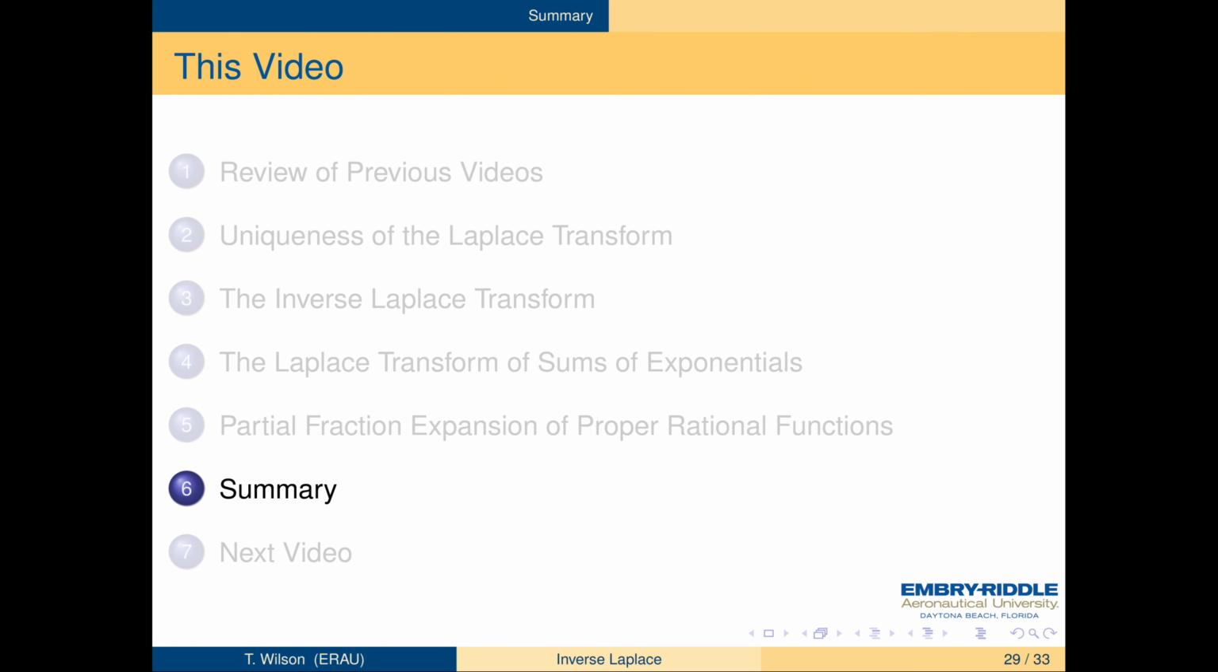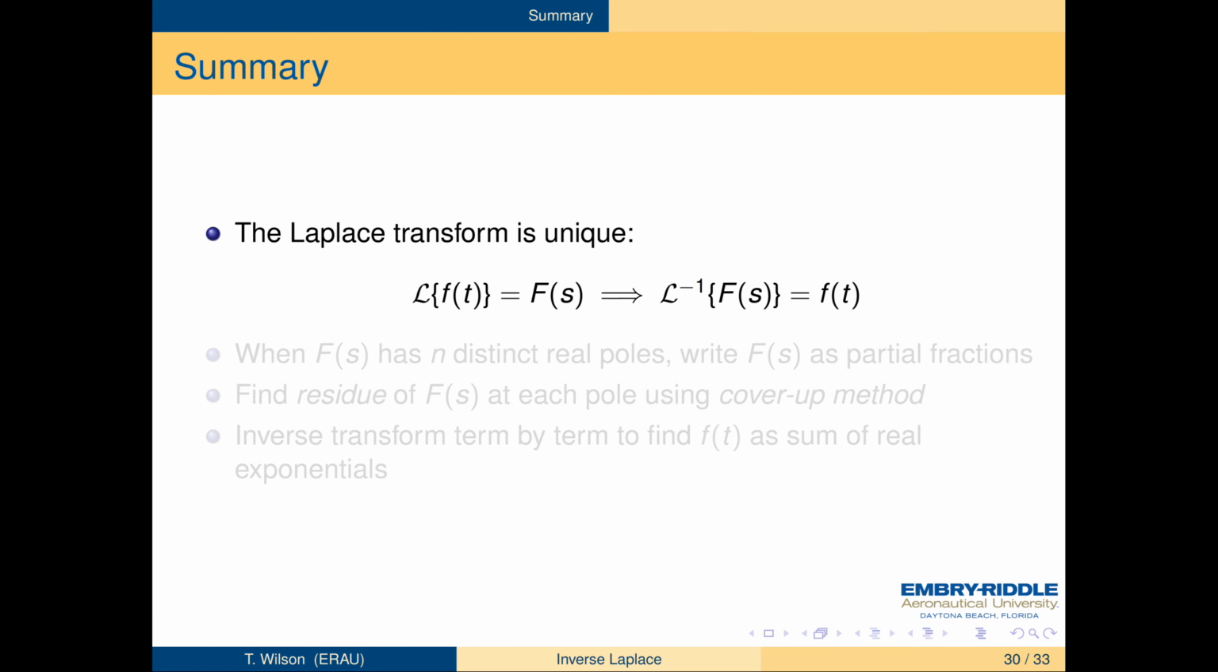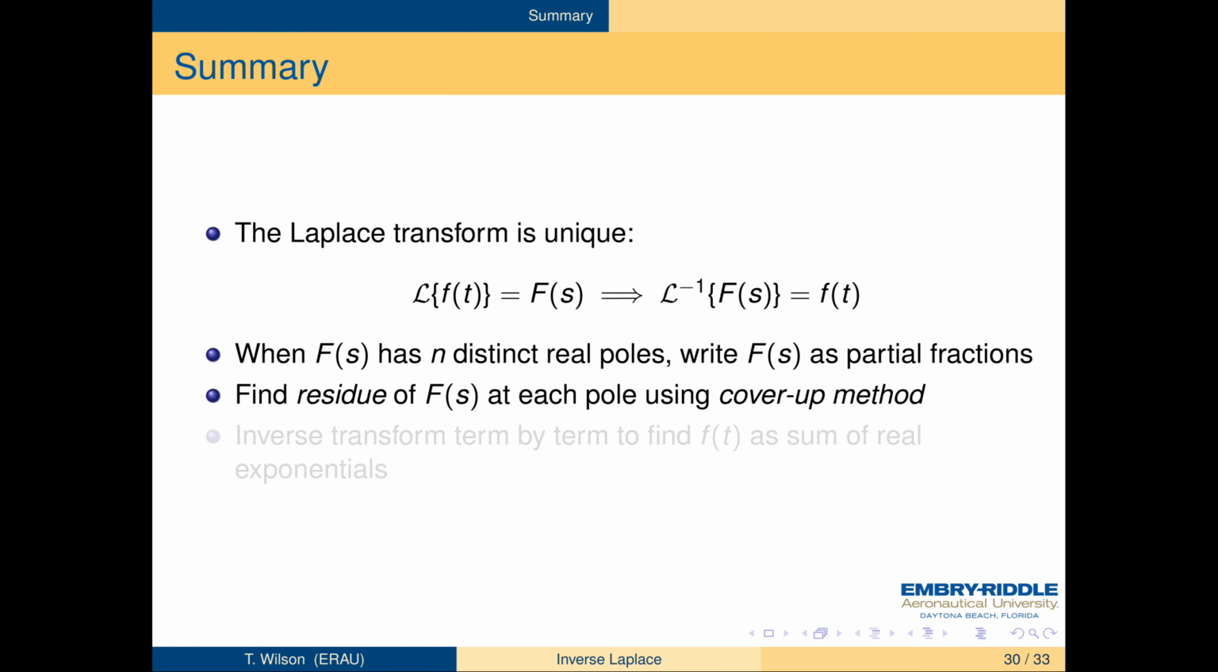In summary, in this video, we saw that for the kinds of waveforms we are interested in, the Laplace transform is unique. We don't have to worry about isolated points or other matters of interest to mathematicians, or even the formal definition of the inverse Laplace transform as a contour integral in the complex plane. We saw that when the Laplace transform of a waveform had distinct real-valued poles, we could write the Laplace transform as partial fractions, a sum of first-order terms. We could find the weight of each term, the residue of the Laplace transform at the pole locations, using the cover-up method. Then we could inverse transform each term individually to recover a sum of exponential waveforms.